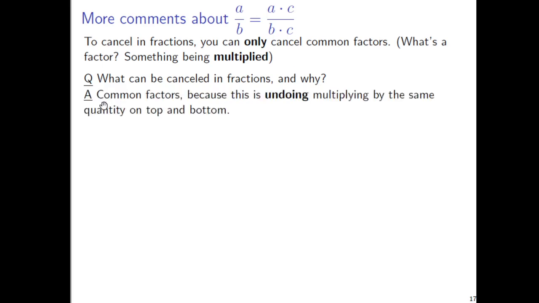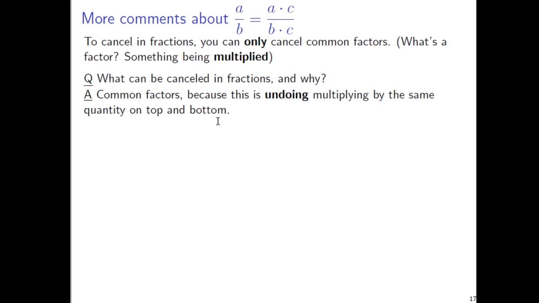So the only thing that you can cancel in fractions are common factors. That is, common meaning you see the same on top and bottom. And the key word here being factors, right? It's a times c, not a plus c. So common factors, and then let's answer why. Because this is undoing multiplying by the same thing on top and bottom.